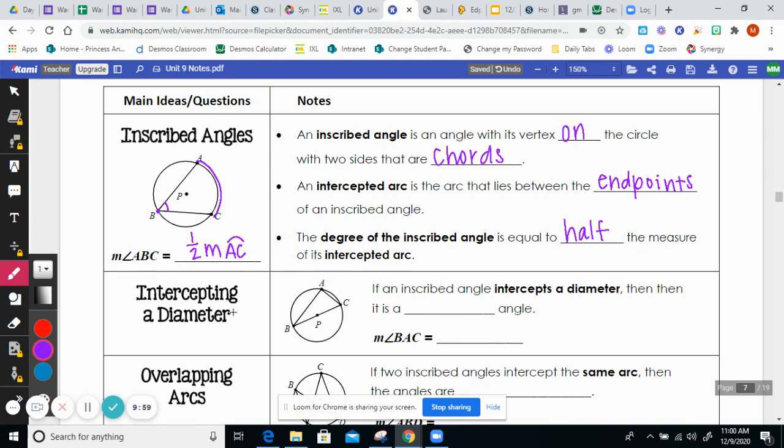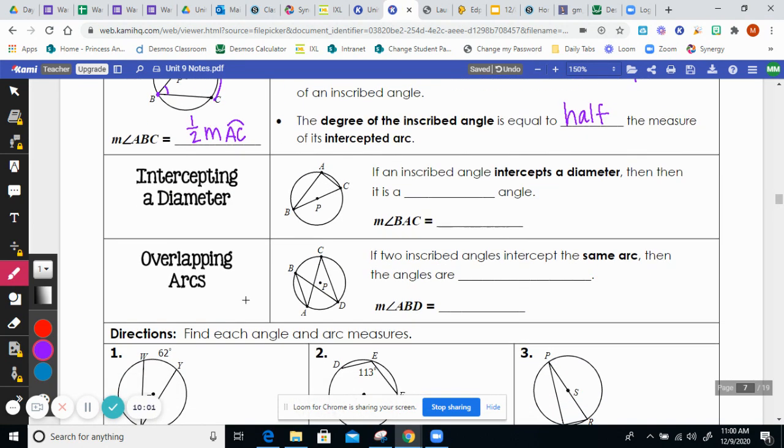Then when we're intercepting a diameter, we are creating a right angle. See how we're cutting through the diameter right here. If I know that this whole arc equals 180, and I divide that by 2, then that's going to be 90. So that means that the measure of my angle is going to be 90 degrees.